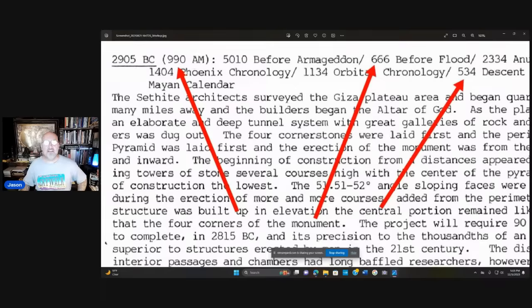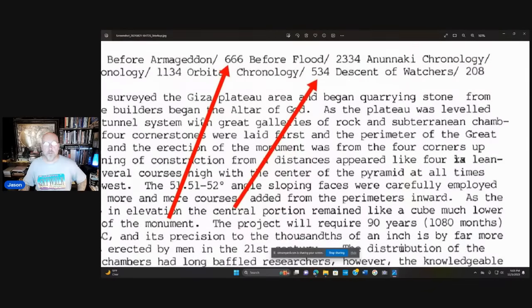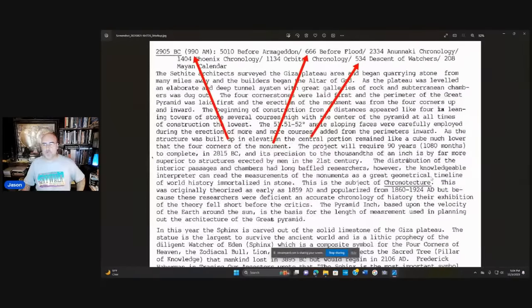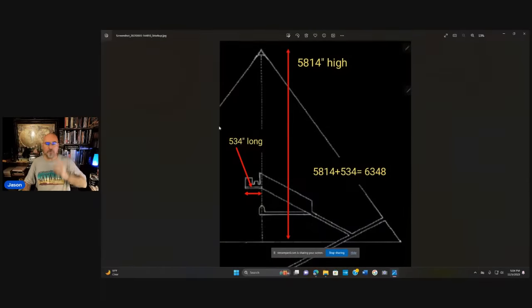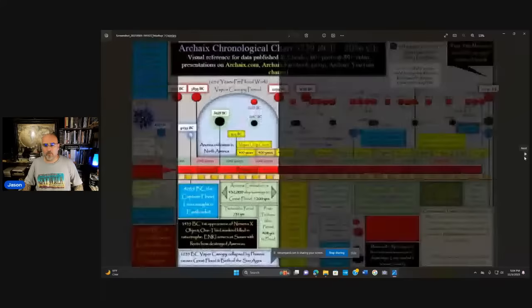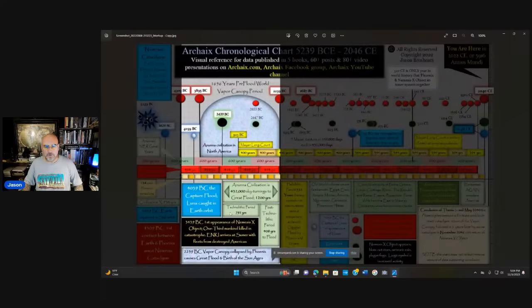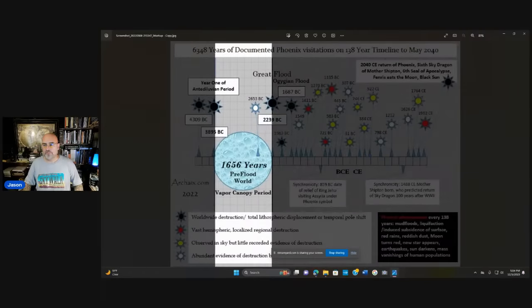It is the year 990 Annus Mundi. Right there. Which is 666 years before the flood. Which is 534 years from the descent of the Watchers in 3439 BC. This is right here. 534 is the linear distance in inches of the King's Chamber. Great Pyramid is a calendar. There it is, 534 long. There's the height. I've already gone through a bunch of these. There's the vapor canopy period right here. 1656 years of the vapor canopy right there. That's the world history chart, assimilating a whole bunch of different ancient calendars. Here it is, the 1656 years in the Phoenix timeline, right there. All this is in the Great Pyramid.